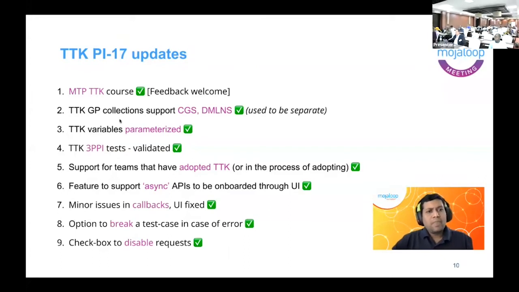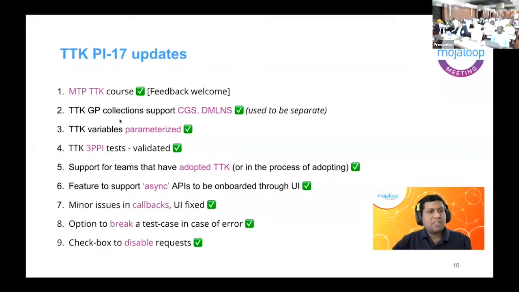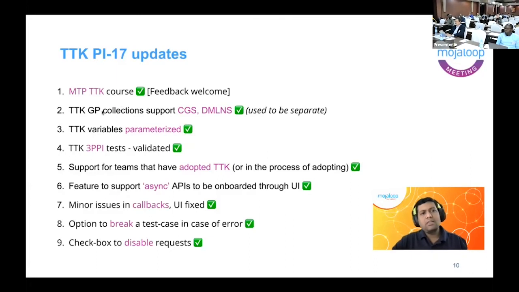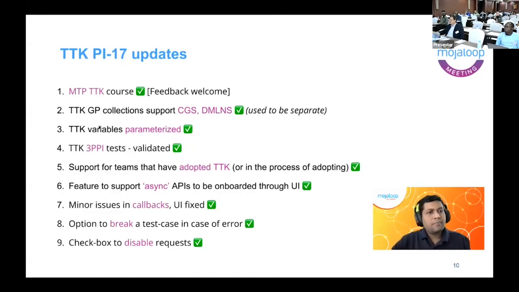As Mojaloop version 13.10 is released, we combined the testing toolkit CGS collection, that means the continuous gross settlement model, with the multilateral model. And we have a single collection now in the testing toolkit golden path. So we are testing both settlement models as part of the Mojaloop testing out of the box.